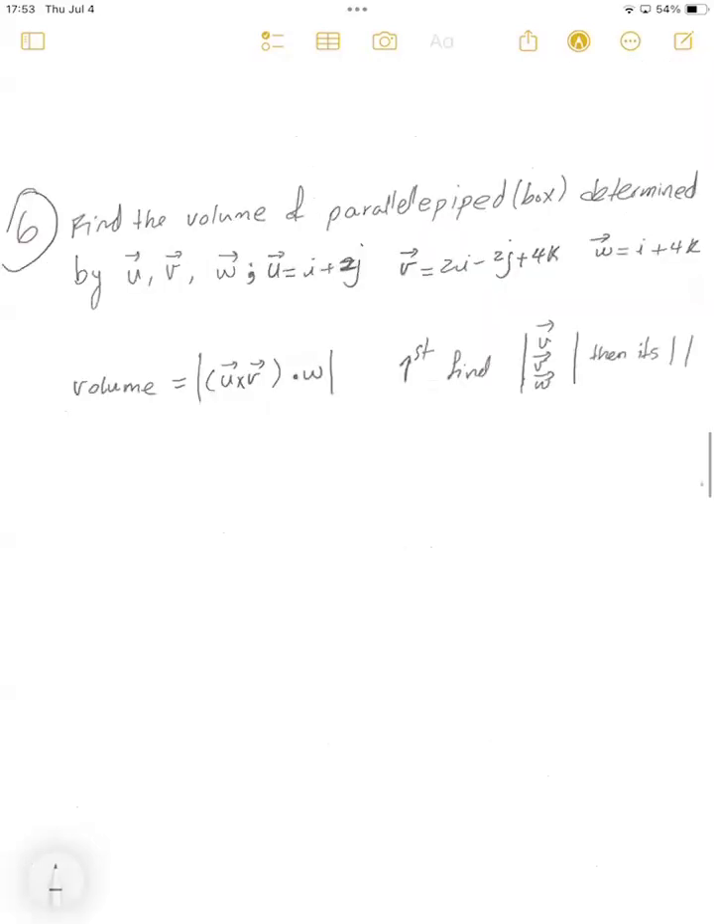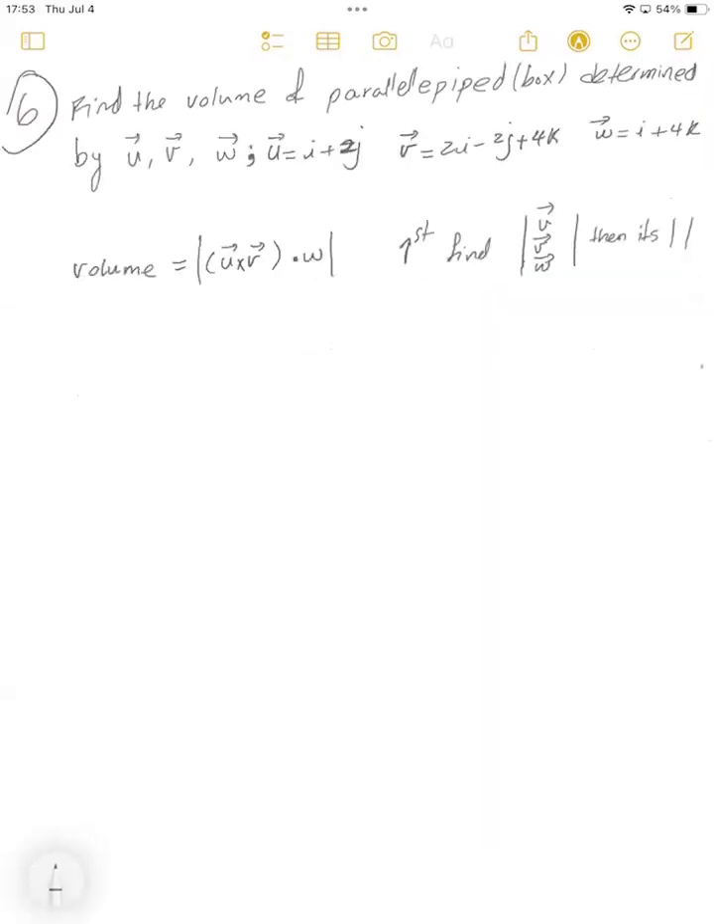The next problem is find the volume of a parallelepiped or a box that is determined by the 3 vectors u, v, and w. So when you want to find the volume of a box and you have the 3 vectors u, v, and let's say w, so these are the sides of the box.